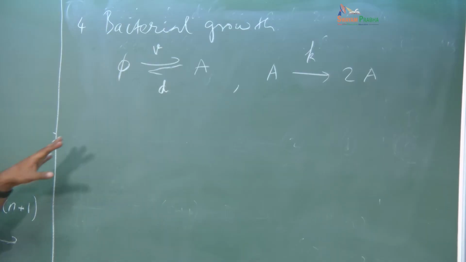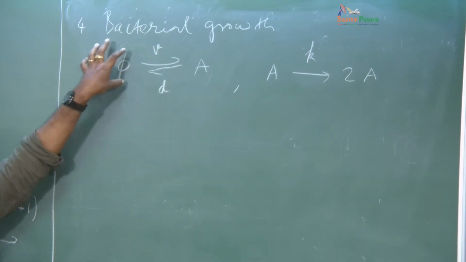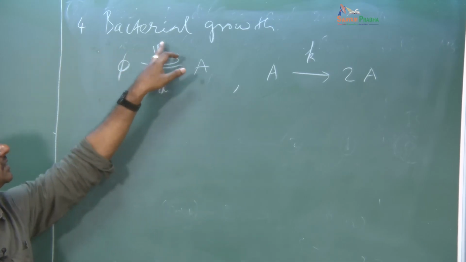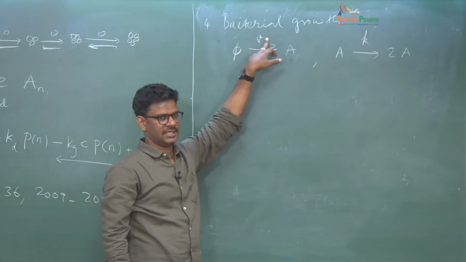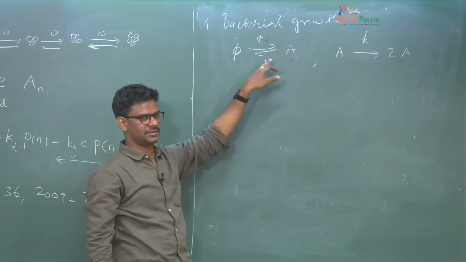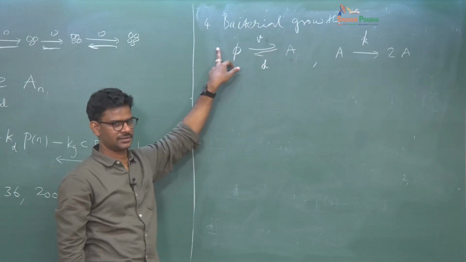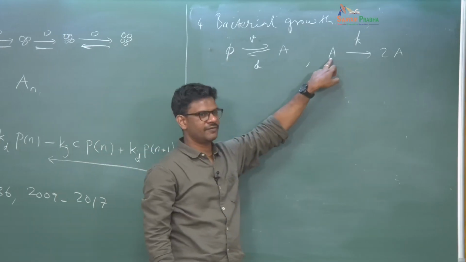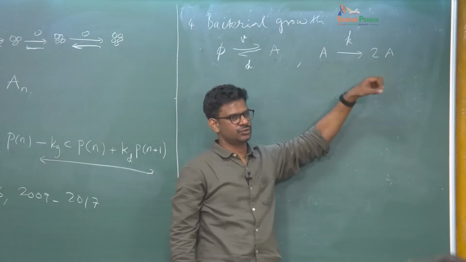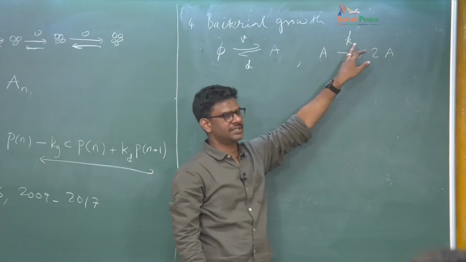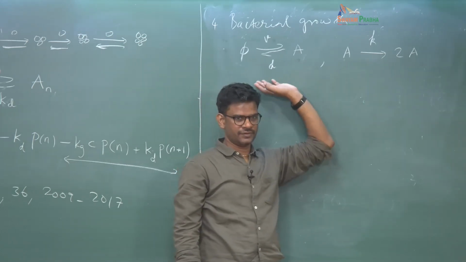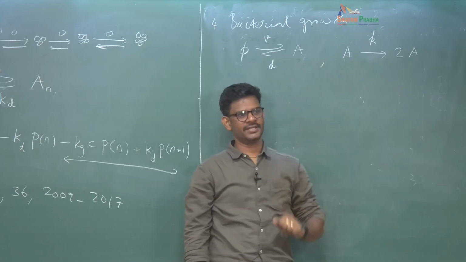This is a very simplified model for bacterial growth. You have a source, and this source term produces bacteria A at a certain rate V. This bacteria can also die, and that is the backward rate. Parallelly, once you have a bacteria, it can also divide into more species. So here each bacteria can give rise to 2 bacteria at a certain rate K. Set up the chemical master equation for this scheme of reactions and we will check your answers.